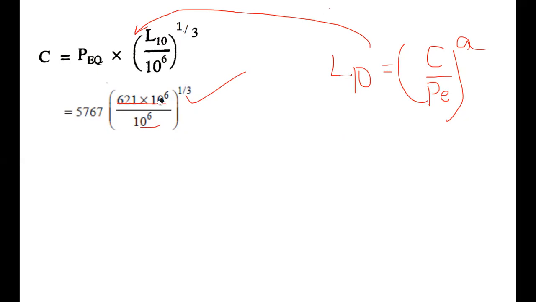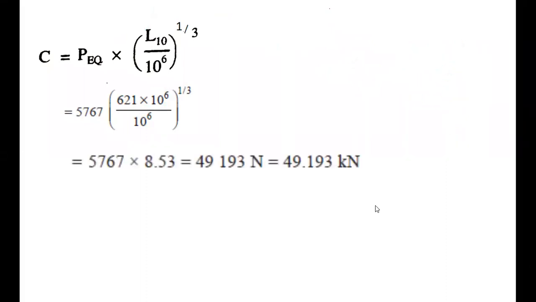Now, once you have found this, you will get the answer of capital C, which is 49.193 kilonewton or 49193 Newton. If you want to select the bearing from the machine design data book of PSG, you'll have to divide this value by 10. So you will get the answer as 4919.3 kg.